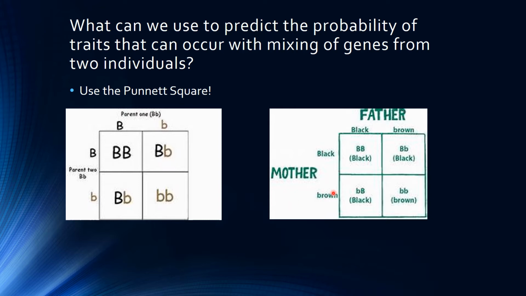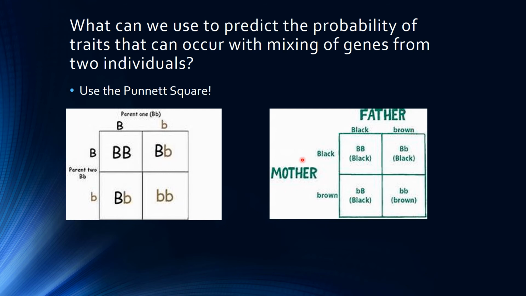And here's another illustration for it. This is like color of hair. If the mother has black hair and the father has black hair, the kid's going to have black hair. If the mother has brown hair and the father has black hair, the kid's going to have black hair. If the mother has black hair and the father has brown hair, the kid's going to have black hair. And if the mother has brown hair and the father has brown hair, the kid's going to have brown hair.